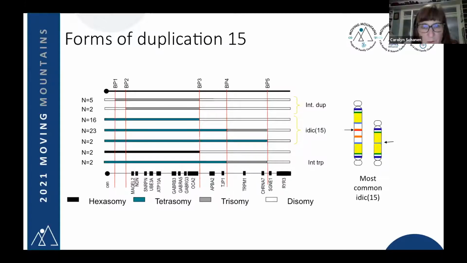Exactly. One of our interstitials was sent to us as an isodicentric because they'd only done array data, and it was important because that actually ended up being a familial one, and so we wanted to be sure that was followed up on. So you definitely want to make sure that you do additional studies.